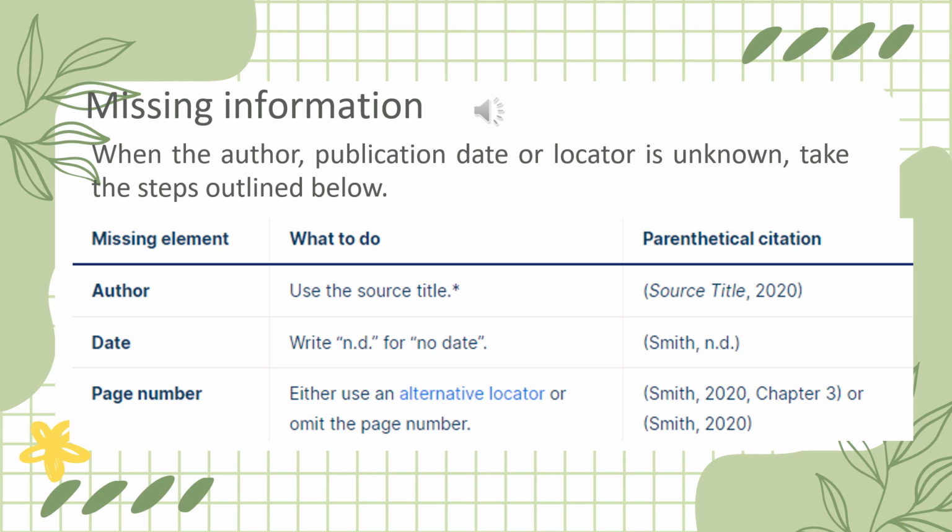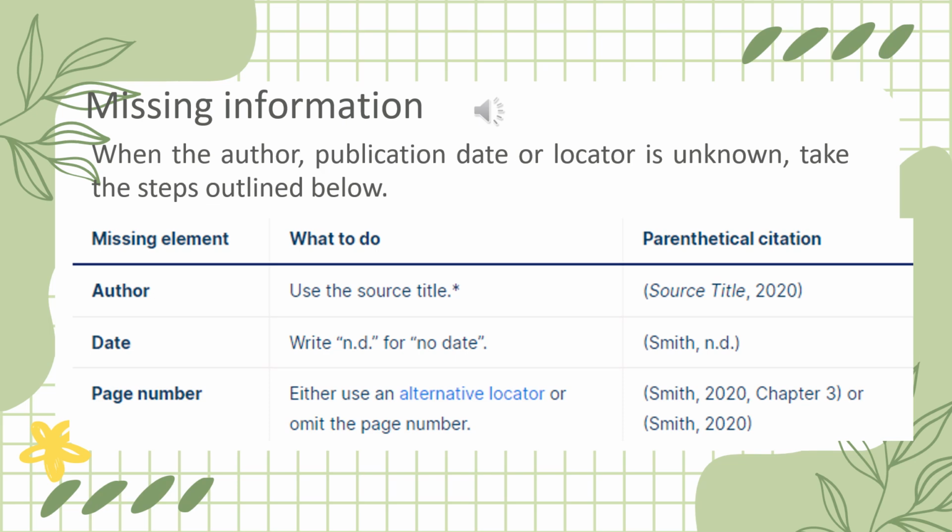Okay, now discussing the chart that we have below. This chart provides guidance on how to handle missing information in APA citations, specifically for in-text or parenthetical citations. So first, if the author is missing, use the title of the source in italics for books or reports, or in quotation marks for articles or web pages, in place of the author's name, inside of the parentheses. Just like the example that we have.